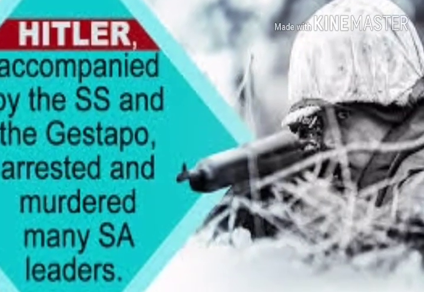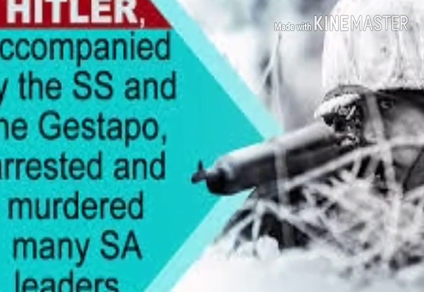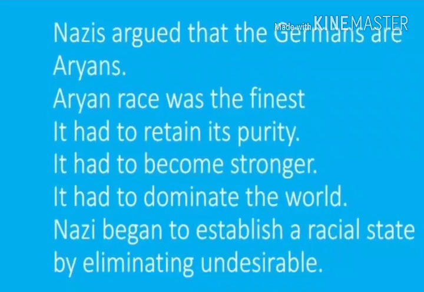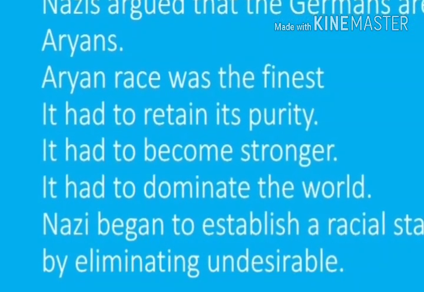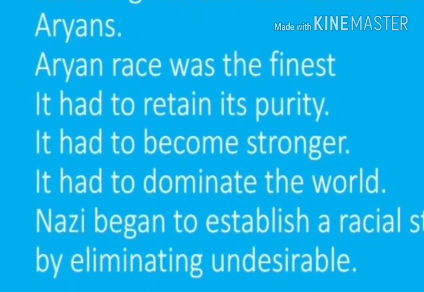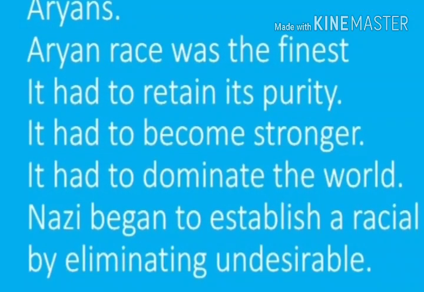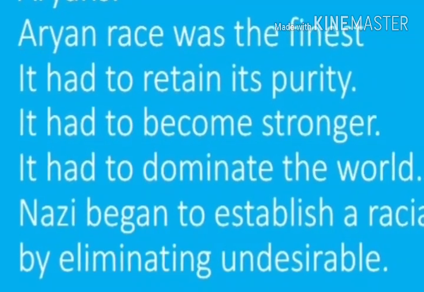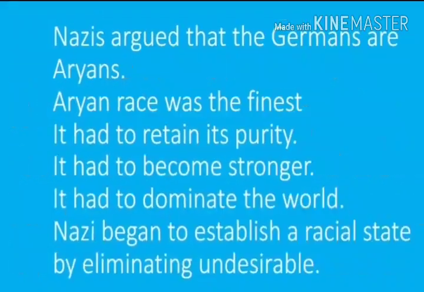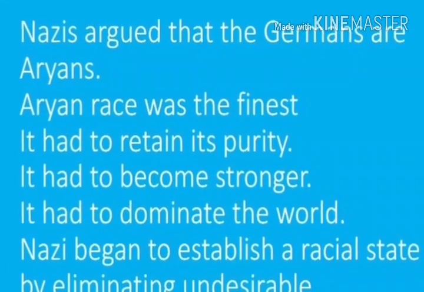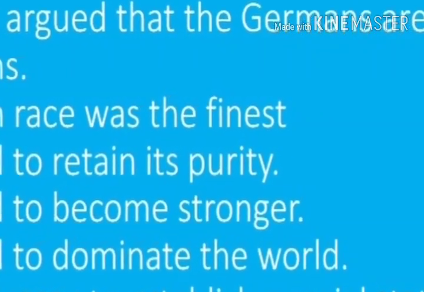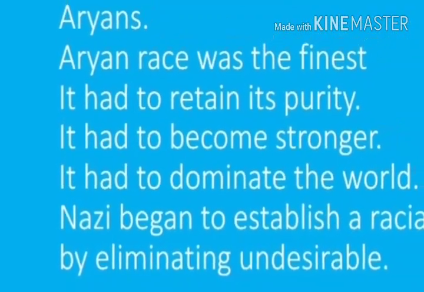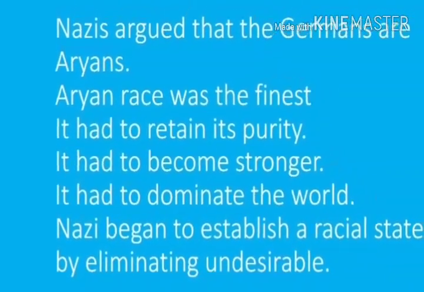Students, Nazis chose a war as the way out of the approaching economic crisis. Nazis argued that the Germans are Aryans and the Aryan race was the finest. It had to retain its purity. It had to become stronger and dominate the world. Once in power, the Nazis began to establish a racial state by physically eliminating all those who were seen as undesirable in the extended empire.